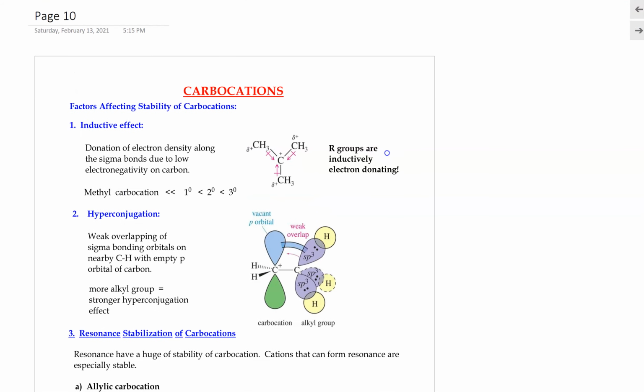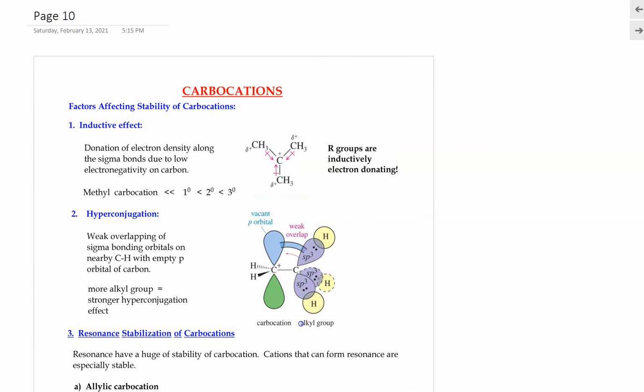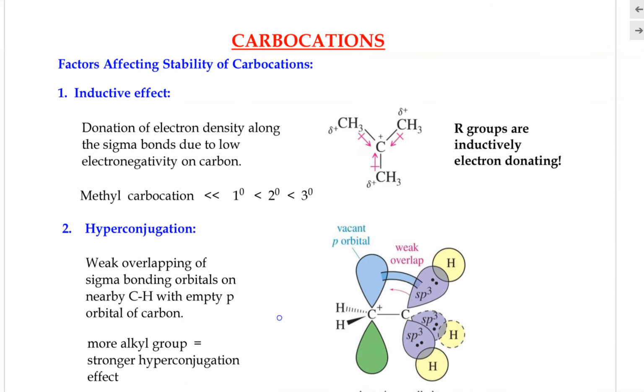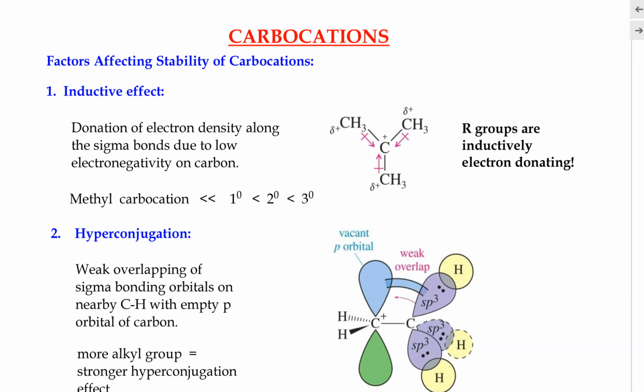So now, let's go over the different factors that can affect the stability of the carbocation. So there are several factors. First one is the inductive effect. So the inductive effect refers to the donation of electron density along the sigma bond from the carbon due to the low electronegativity of the carbon. So let's say here we have a carbocation, and now this is bonded to all carbon groups, because all the carbons have low electronegativity.